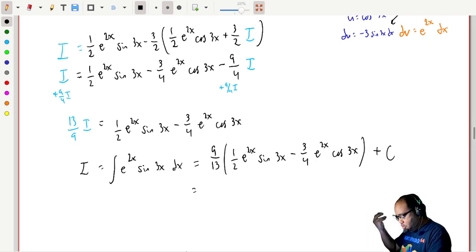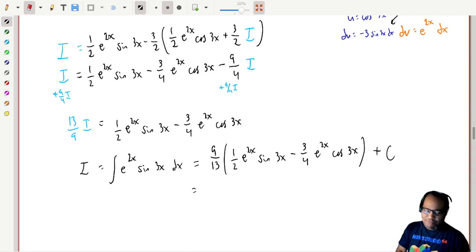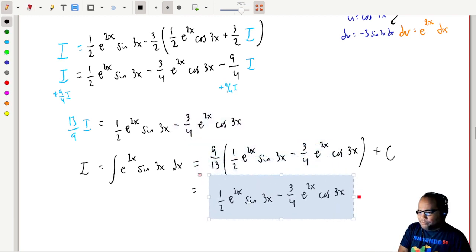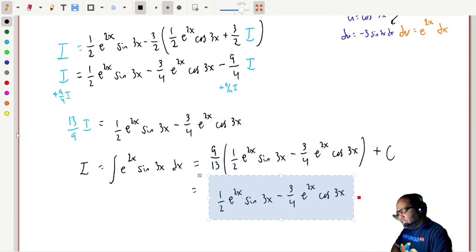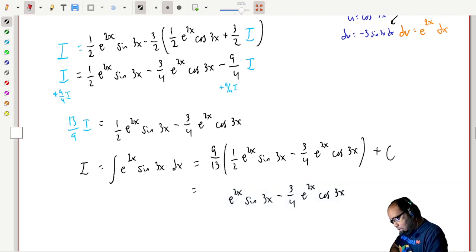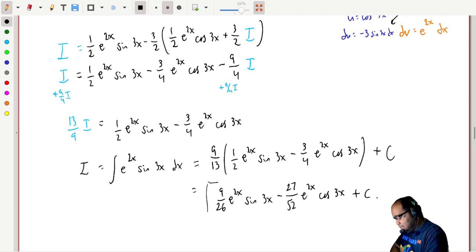And we can just go ahead and clean up here. So the coefficient on the sine part here, 9 over 13 times 1/2, that's 9 over 26. On the cosine part, 9 times 3 is 27, over 13 times 4, 52. Plus a constant.